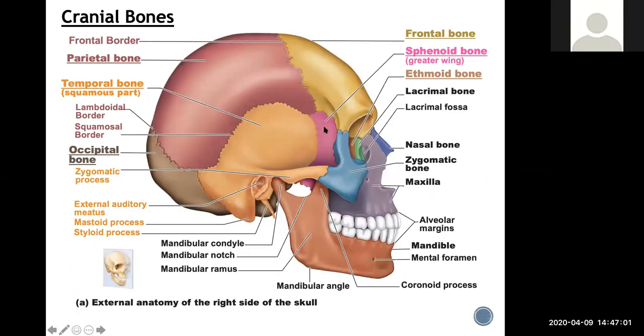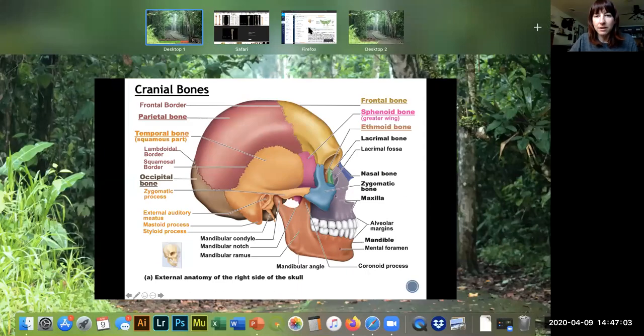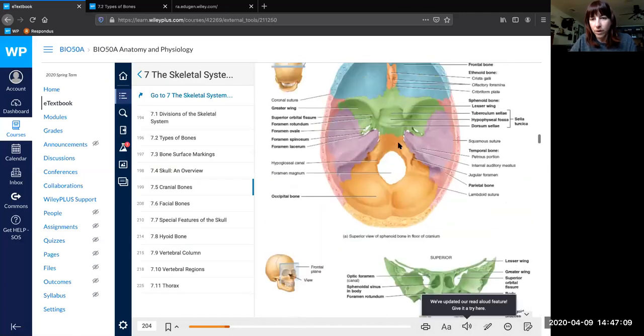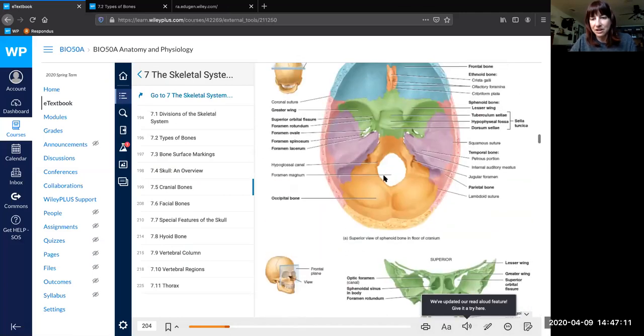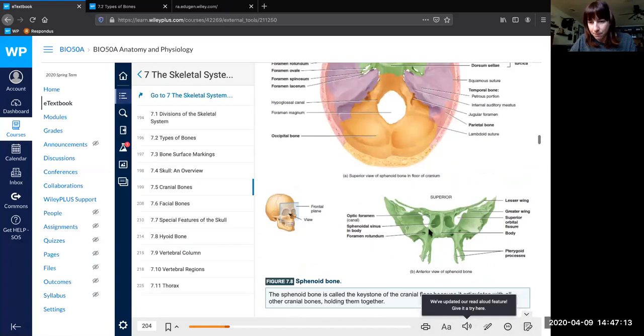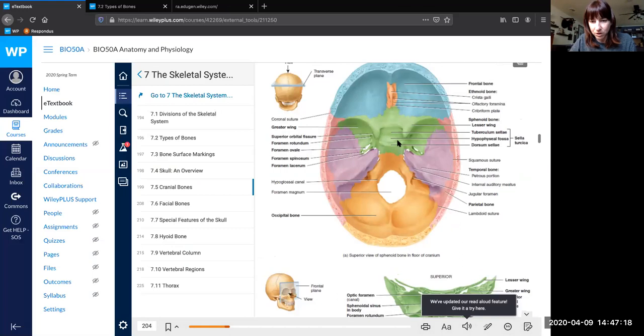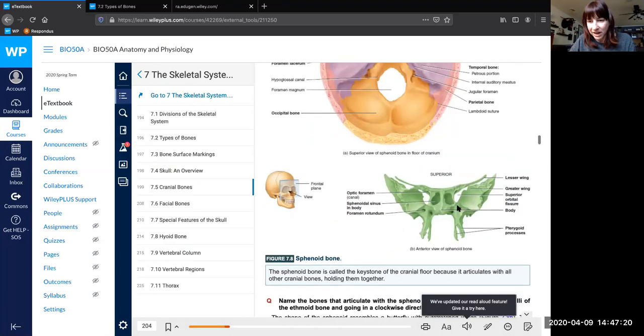Yeah, no problem. So it's kind of a weird butterfly shape if you were to take it out of the skull, right? If you're looking down at it, if this is a superior view, oh, right, so this is the anterior view. So this is looking at the sphenoid bone from the front, like from this view right here.